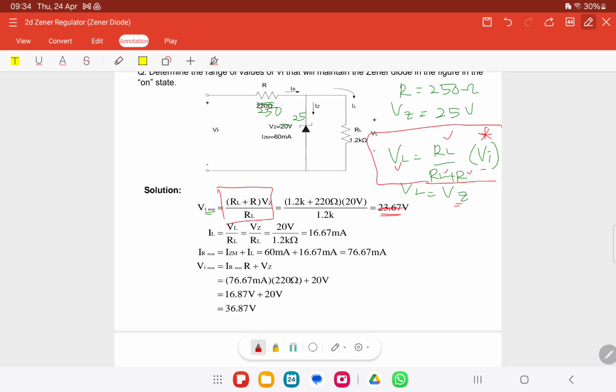Bukan ni. 20. 30.2. Okay, 30.2 volt. Okay, so the VI. If we not confident it is min or max, tak apa, you tulis je dulu. And then for the IL, 25 kan?